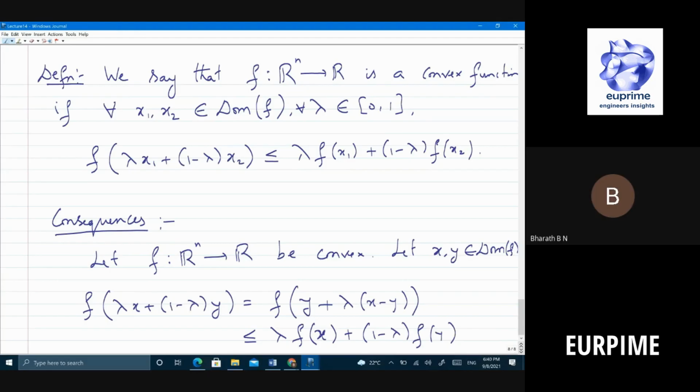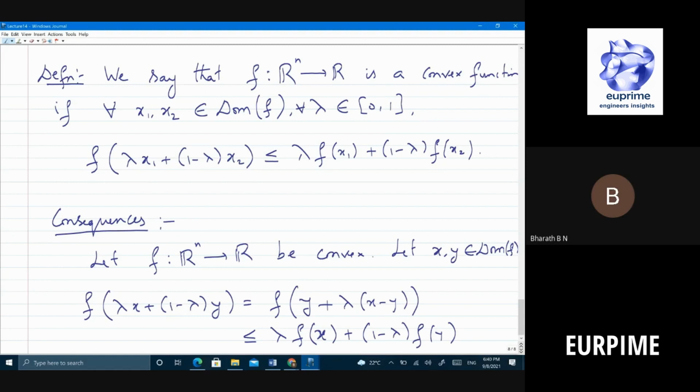Is that correct? Lambda x, x minus y. Yeah, this is correct. Okay, fine. Now let's subtract f of y. So all that I'm trying to do is see what the derivative is or the gradient is, right? So what should I do?